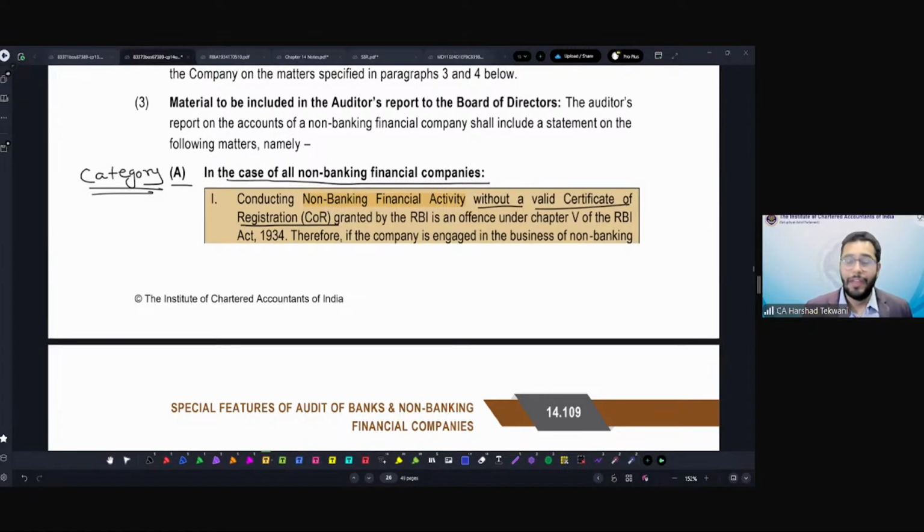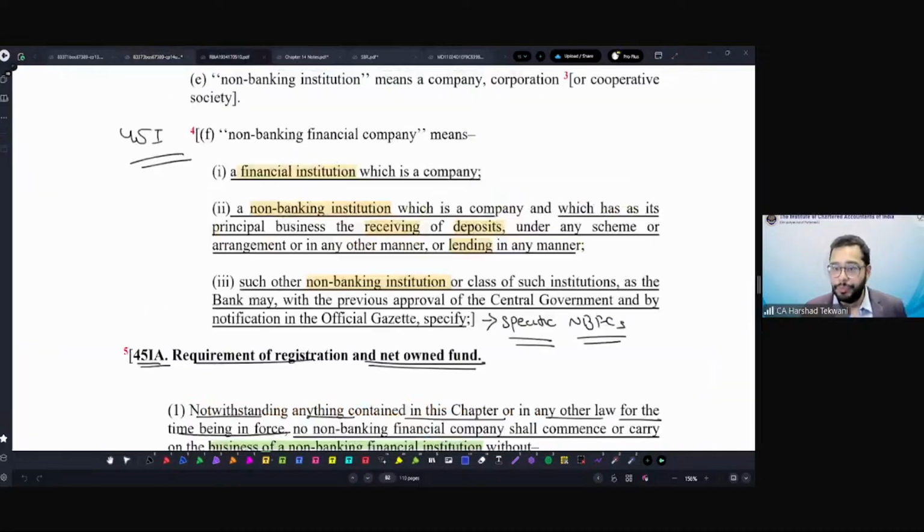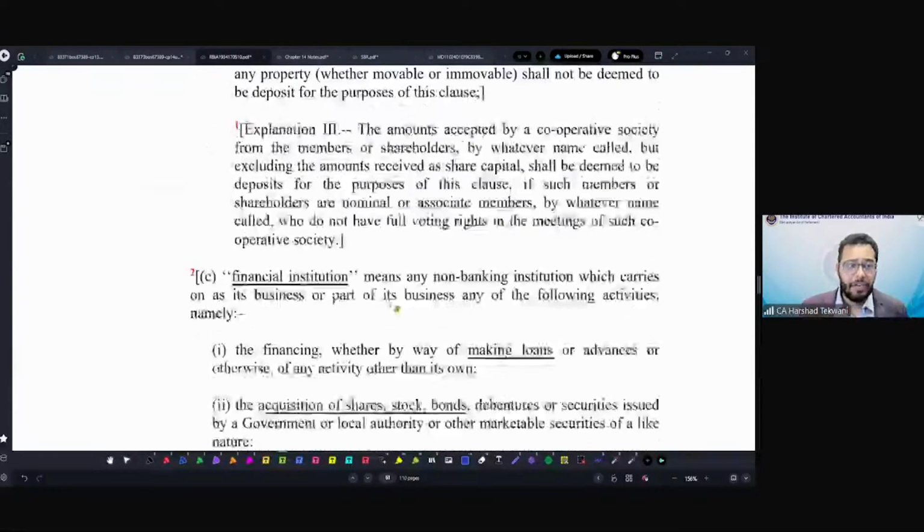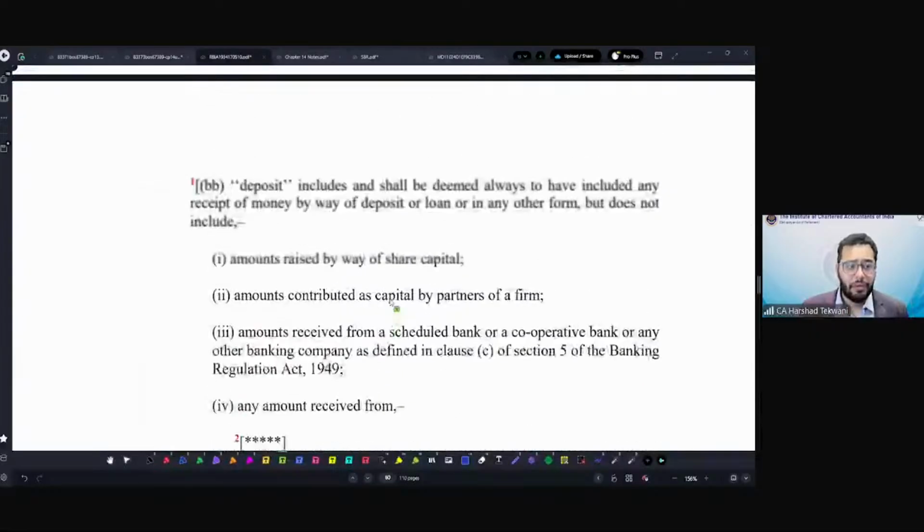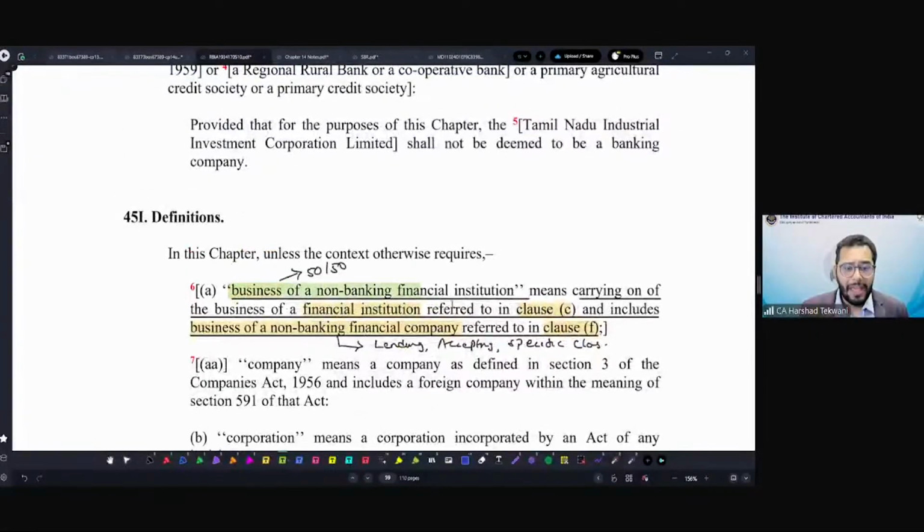Plus, there is one more section. Okay, now I'll show you. Section 45I(f). Why do we forget what is an NBFC? This is the definition of your NBFC. NBFC means either receiving deposits or lending, or such other banking institution or class as specified by the central government. Plus, the business of an NBFC is defined over here, the business of a non-banking financial institution in 45IA.